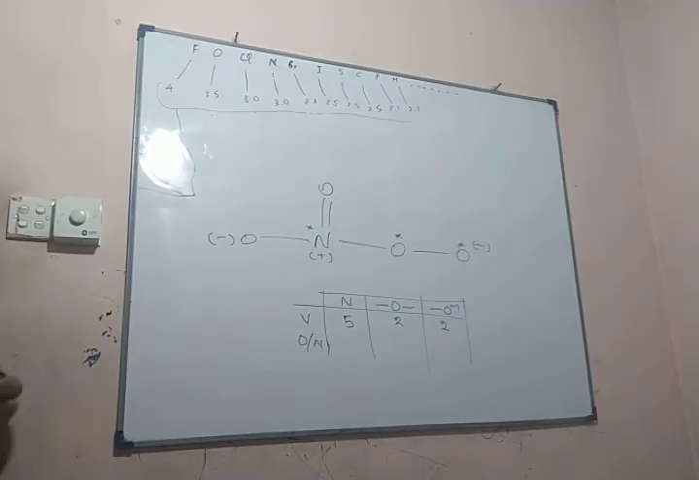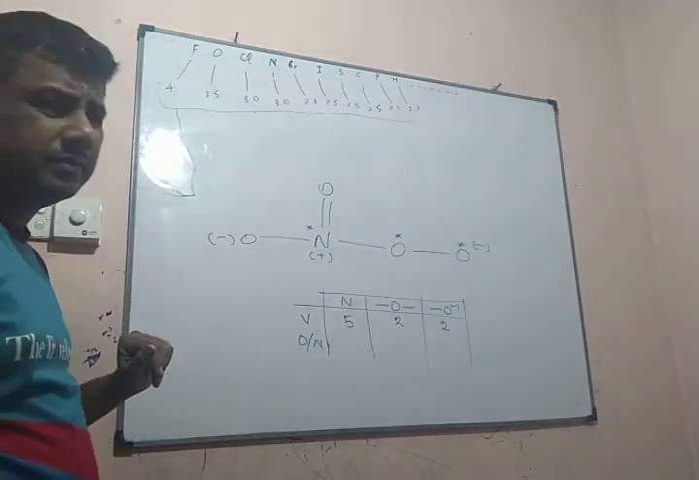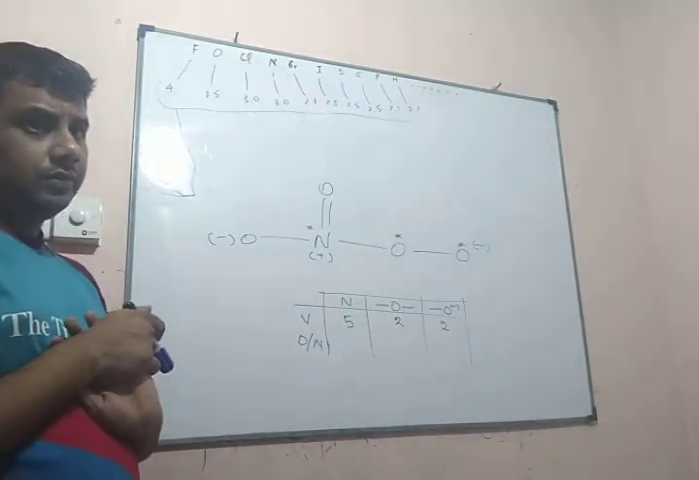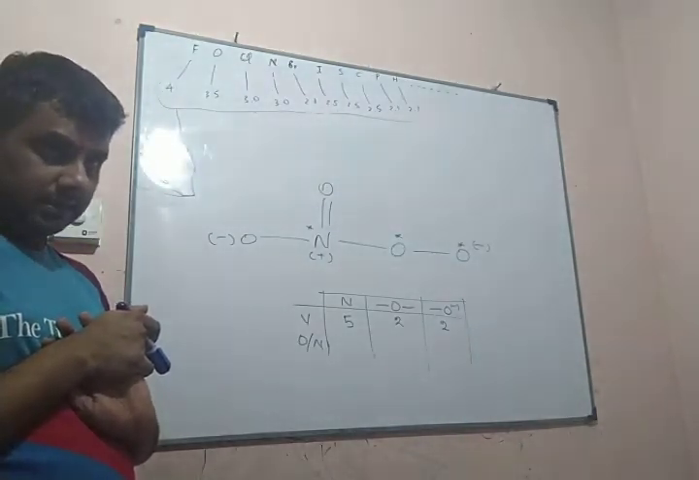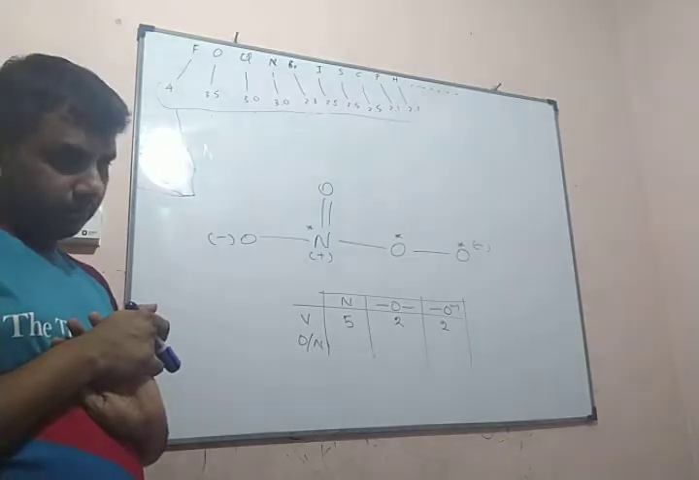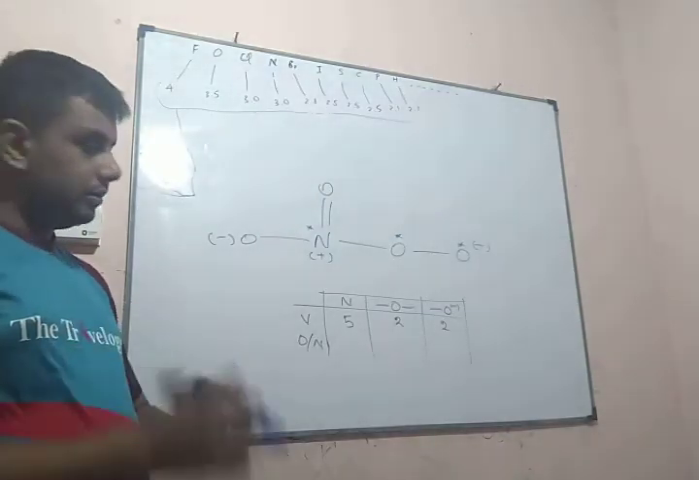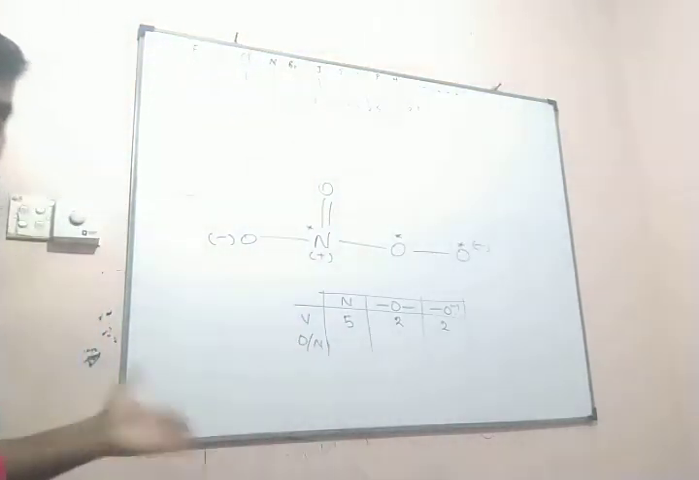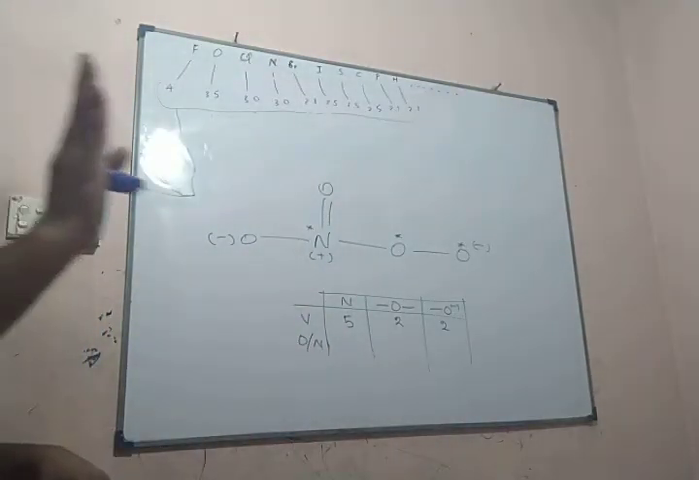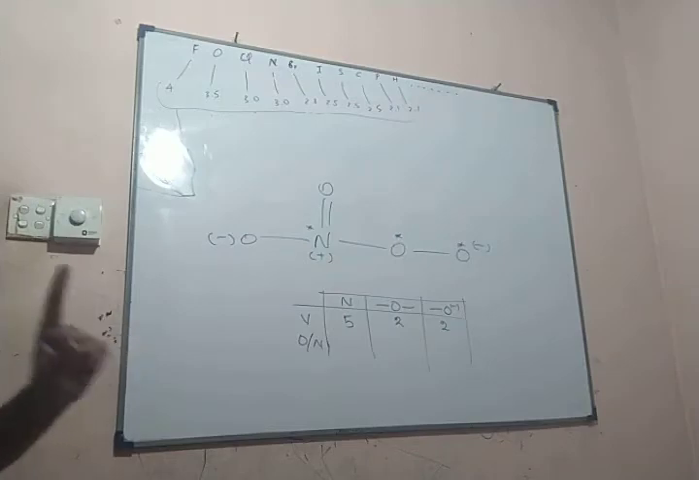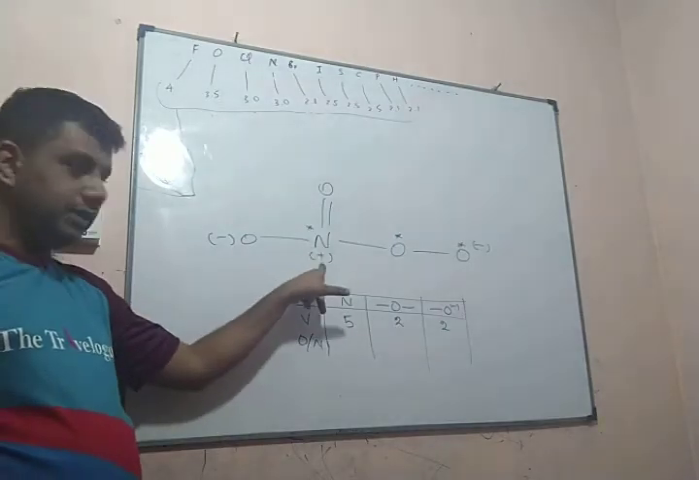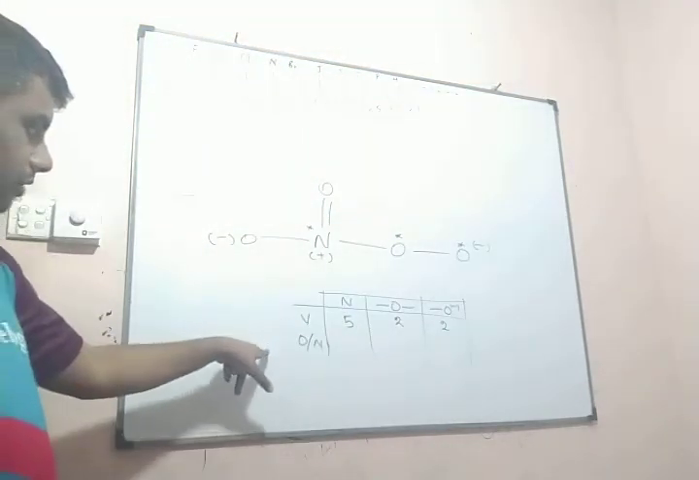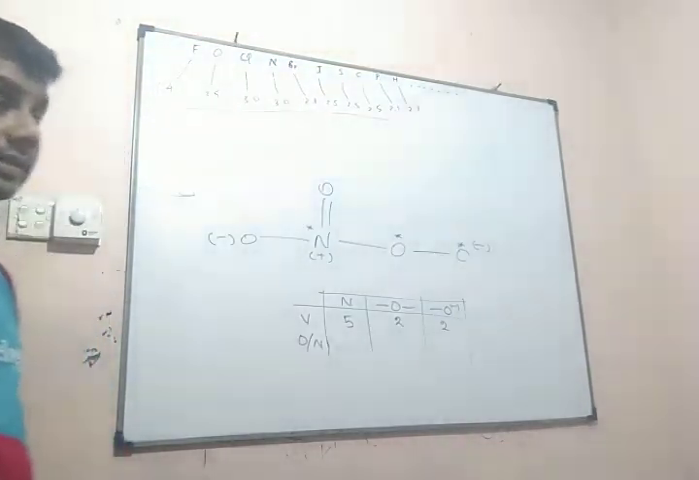So how to find valency? Number of covalent bonds plus the magnitude of charge. Whether it may be any charge, positive or negative, you should see the magnitude number before this charge, not the sign. And for oxidation state, you should consider the sign also.